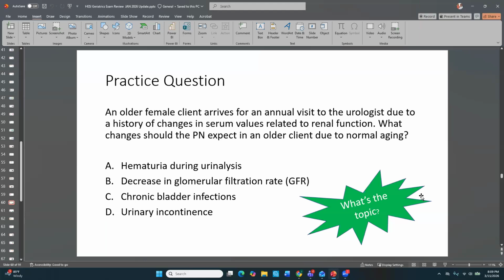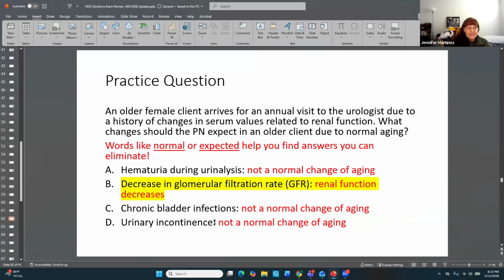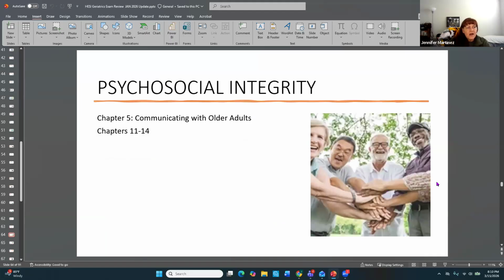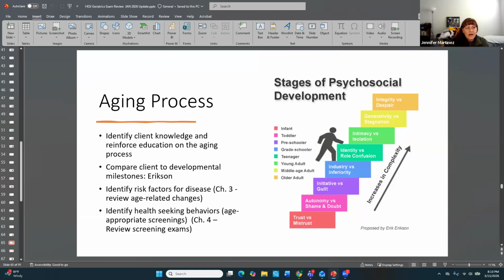I say B. Awesome. Yes, decrease in that GFR, right? So decrease in that GFR, right? That means our renal function is decreasing. Psychosocial integrity, communicating with older adults is going to be chapter 5. And then in your concepts book, it's 11 to 14.